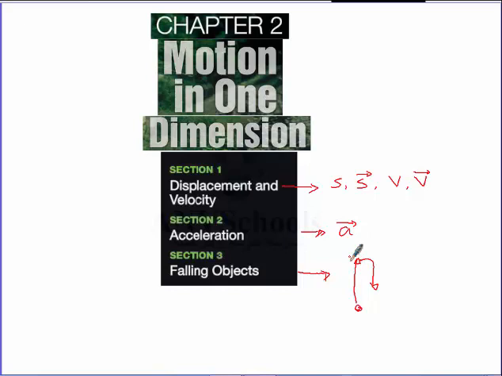What is the force responsible for the returning back of this object, or why do objects fall down? And what is the reason behind it? That's called gravity. Gravity, the gravitational force, is a force that pulls objects vertically downward. So these are the 3 lessons or sections that we have under this chapter.